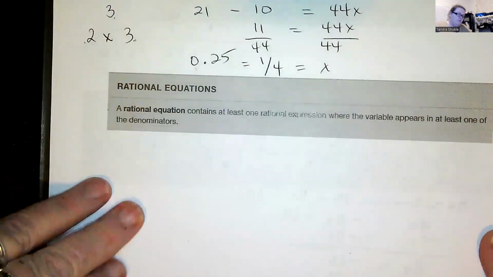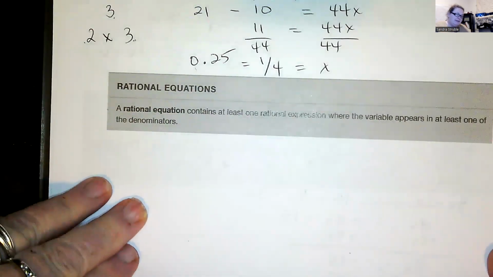So there's our x. Rational equations contain at least one rational expression where the variable appears in at least one of the denominators.